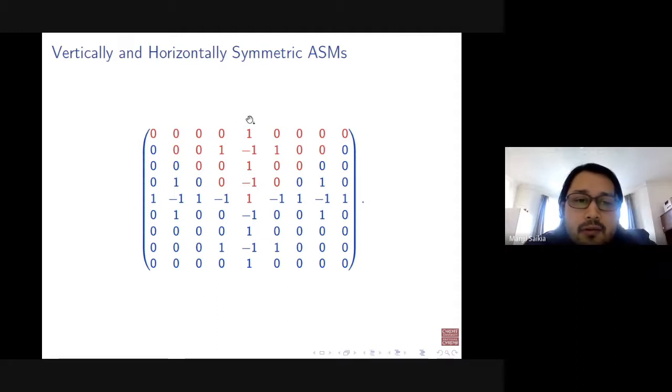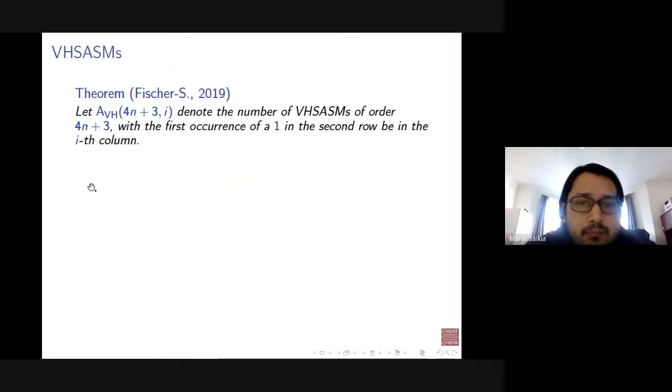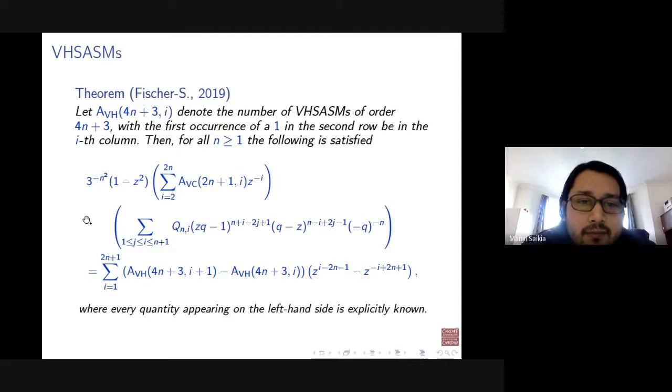So it is not meaningful to ask how many vertically and horizontally symmetric ASMs exist where you fix the first row or the first column, because the non-zero entry is always fixed in the middle. But you can ask how many vertically and horizontally symmetric alternating sign matrices exist where the position of the 1 in the second row is fixed. Here you can see that in the second row the 1 is in the fourth column. So you can ask how many such matrices occur where the 1 is fixed in the fourth column, and so on. In this case, we have a generating function.